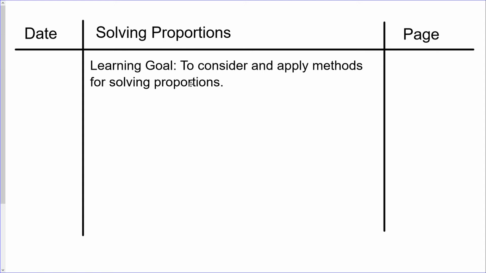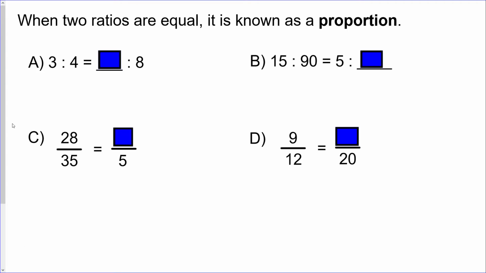Our learning goal for this one is to consider and apply some methods for solving proportions. Now, what's a proportion, you ask? I'm glad you did, because I'm happy to tell you. When two ratios are equal, it is known as a proportion. Now we did something very similar to this in the last unit with fractions. So some of these questions will look very familiar because it's essentially the same thing, so I would like you to treat it that way.